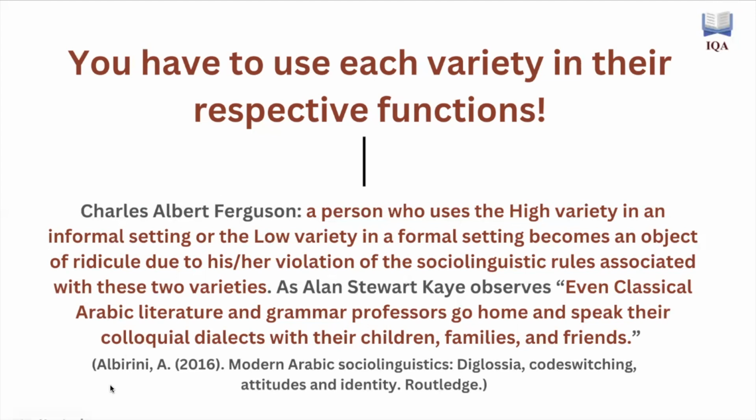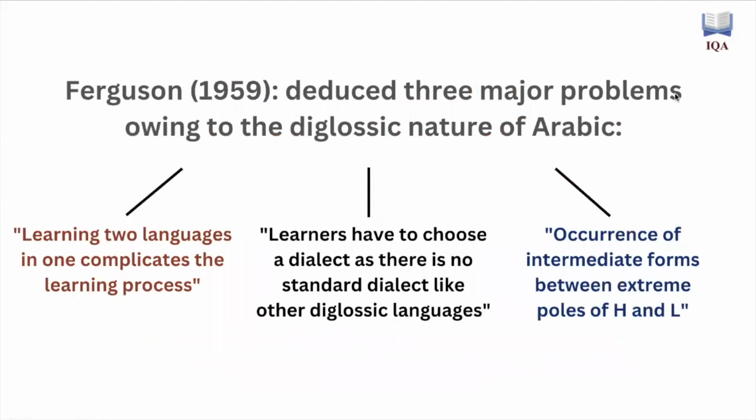The second point I want to highlight before I close is that Charles Ferguson, who we just talked about, deduced three major problems owing to the diglossic nature of Arabic. Anybody who's learning Arabic is going to run across these three problems. Because of this nature of the Arabic language, that there are these two different varieties, the high variety and the low variety, you're going to run into these three problems.